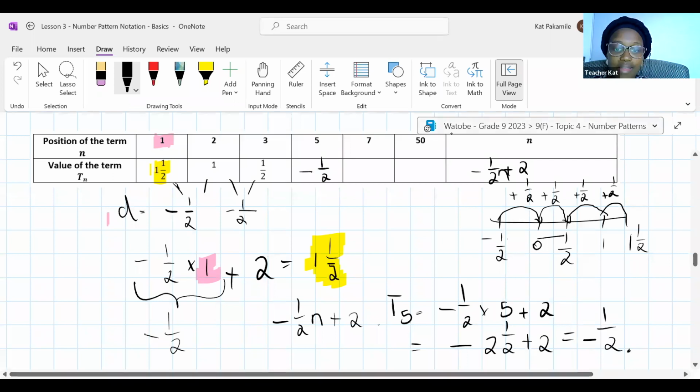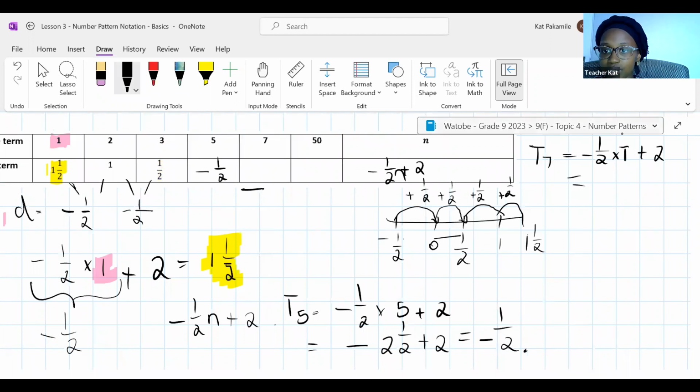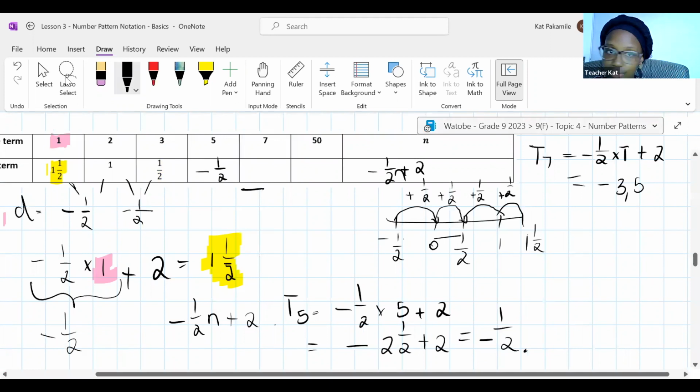And then T7. Oh, I need to find a more clear way to write down my thoughts because I literally write everywhere. I just realized. T7 is going to be negative a half times 7, plus 2, which is negative and a positive is a negative. 3.5. I shouldn't introduce decimals, otherwise we're all going to lose it.